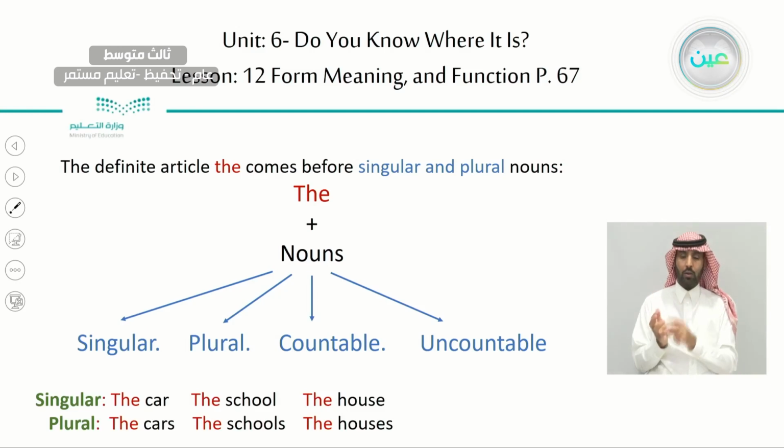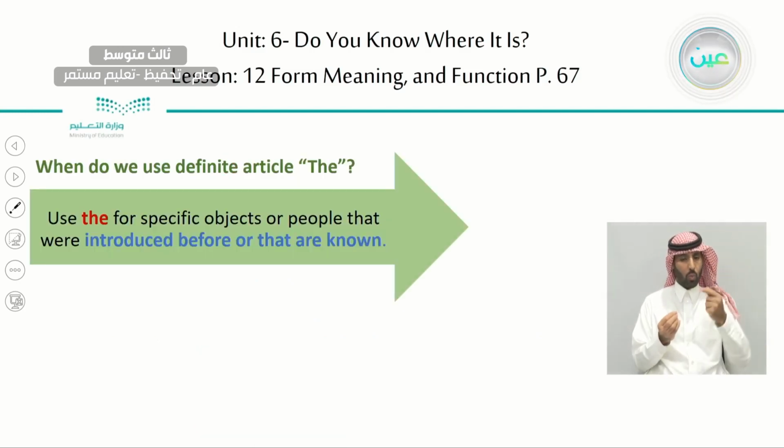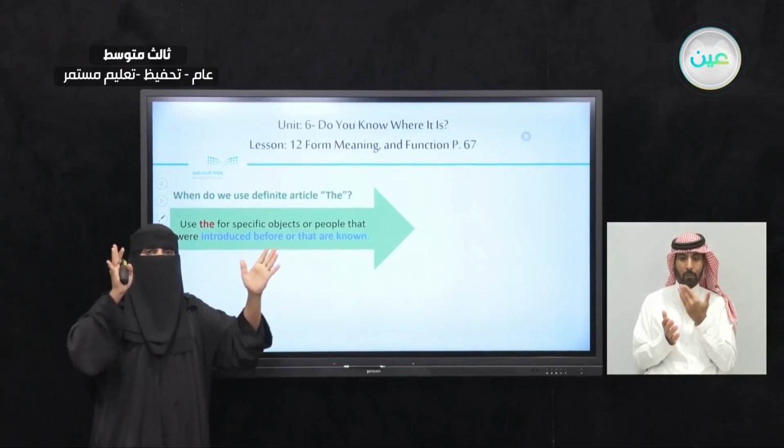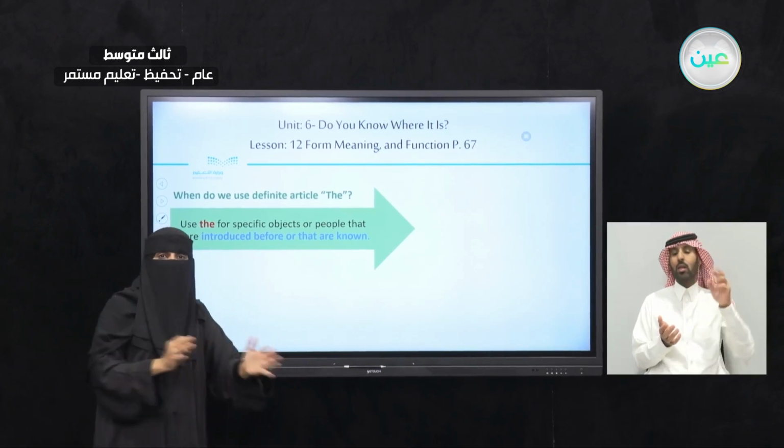Here we have examples. With the singular, we have the car, the school, the house, and with the plural, the cars, the schools, the houses. We can use it with both singular and plural. But what is the rule? When do we use the definite article the? We have many situations. The first one: we use the for specific objects or people that were introduced before, that are known. Do you remember before we said money without the, and then we said the money?